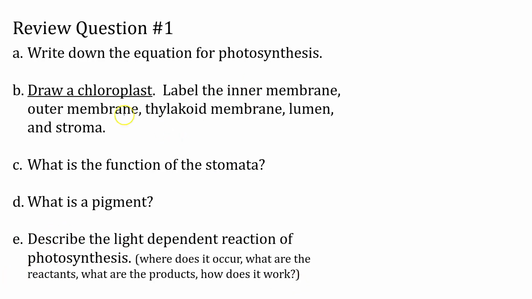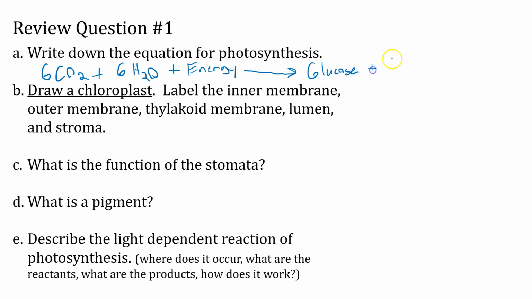All right, the answers are as follows. The equation for photosynthesis looks something like this. You take 6 carbon dioxide, they are added to 6 water, and a little bit of energy is required in the form of sunlight. And this is going to produce some glucose. And then as a byproduct, a little bit of oxygen. So 6 molecules of oxygen.